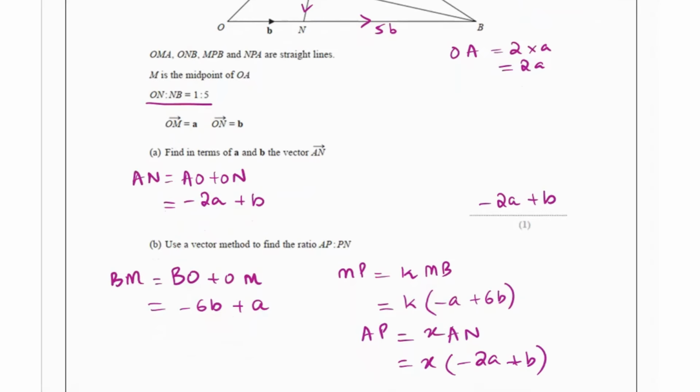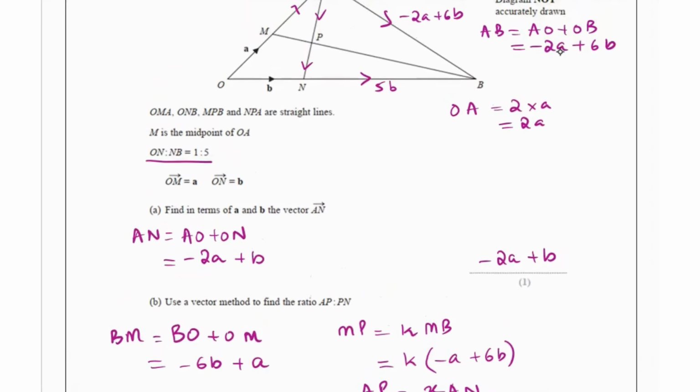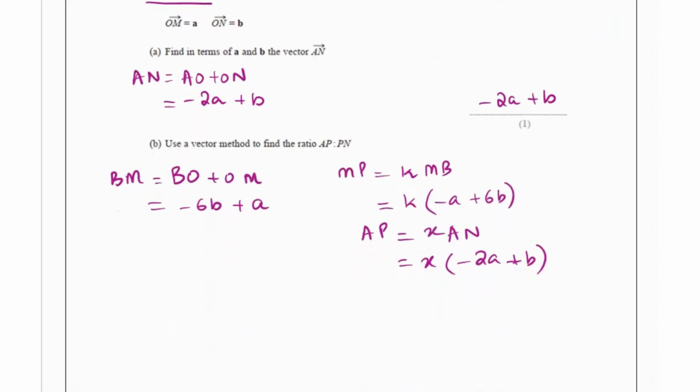Now we know that OM is A and we know that OA is 2A. So let's use that to create an equation for OP. We will use both MP and AP to create separate equations for OP, put them equal to each other, and then figure out what K and X are. So MP is MO plus OP. So OP is going to be MP minus MO. MP is K times negative A plus 6B and MO is negative A.